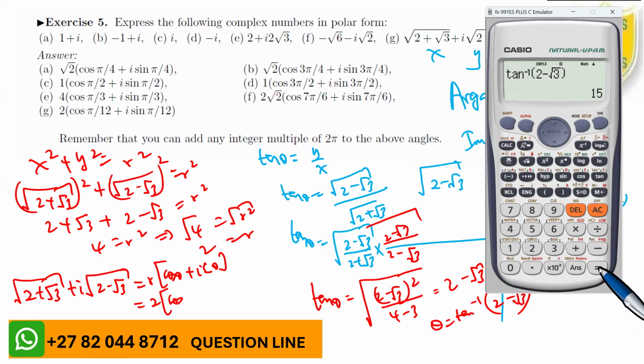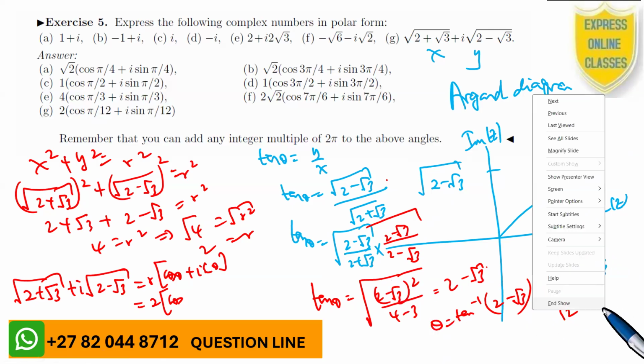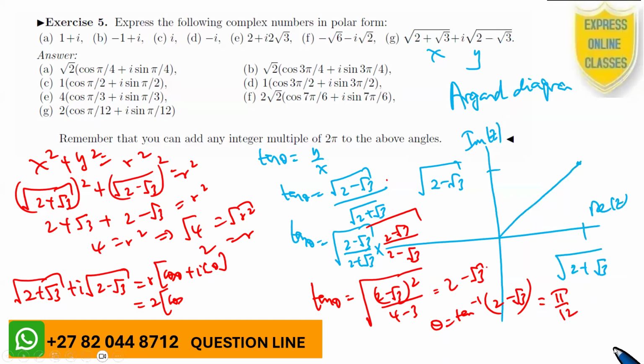Which is exactly 15 degrees. Now the 15 degrees is pi out of 12, because if you do 180 degrees divided by 12, it's 15 degrees. So it's pi out of 12.